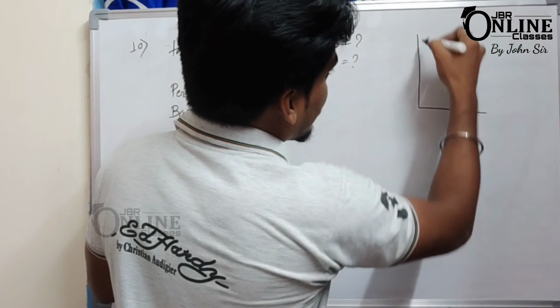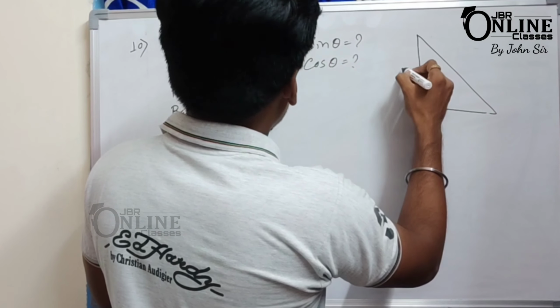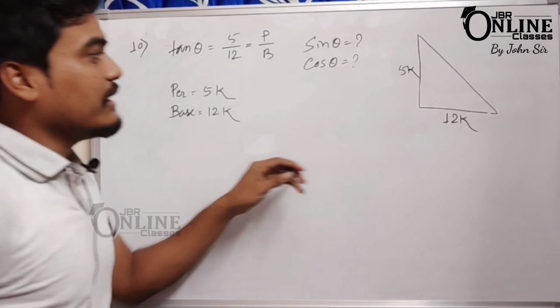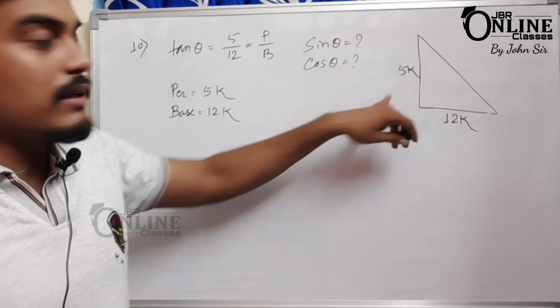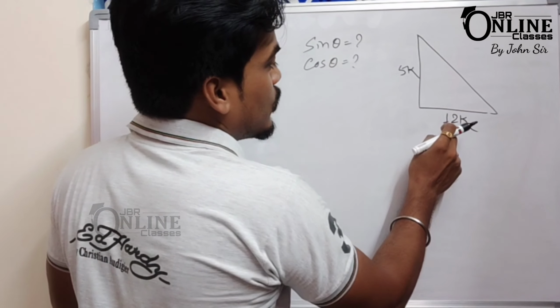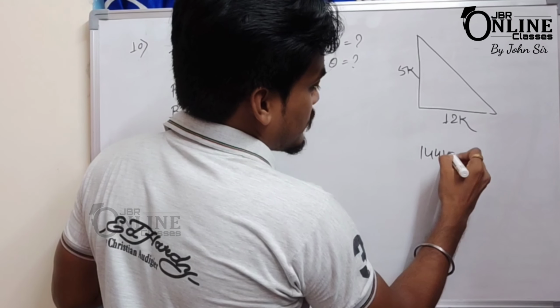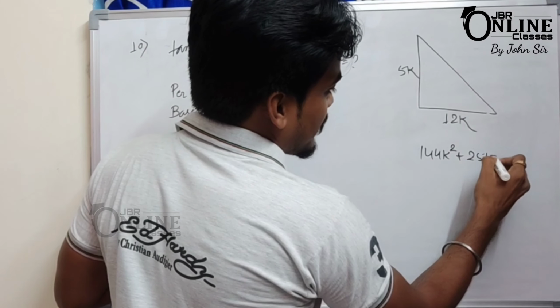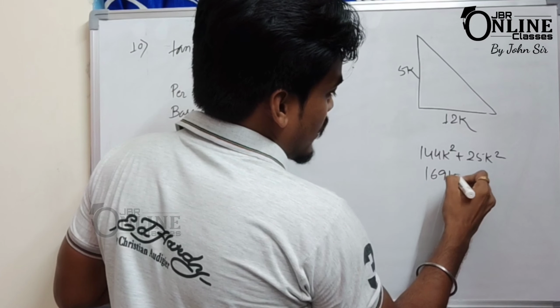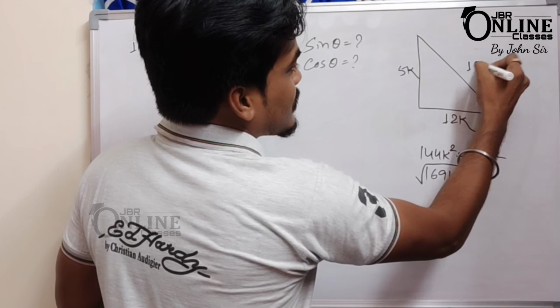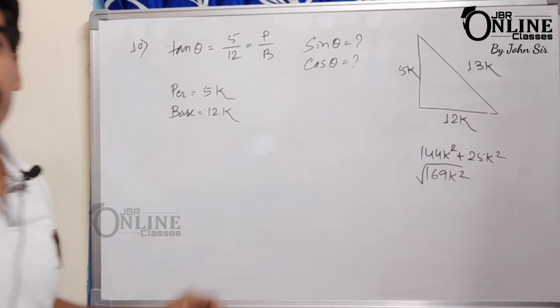So from the triangle, perpendicular equal to 5k and base equal to 12k. Then you can apply the Pythagoras theorem. From Pythagoras theorem, it's 12k whole square, 144k square, plus 5k whole square, 25k square, and that equals 169k square. So root over of 169, that means 13k. So here hypotenuse equals 13k.